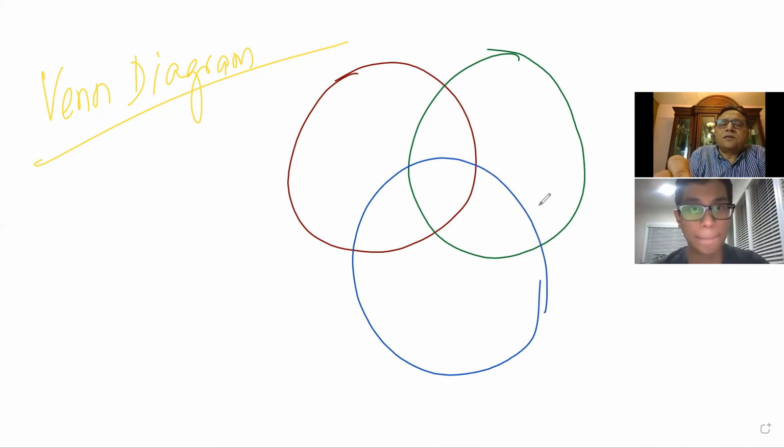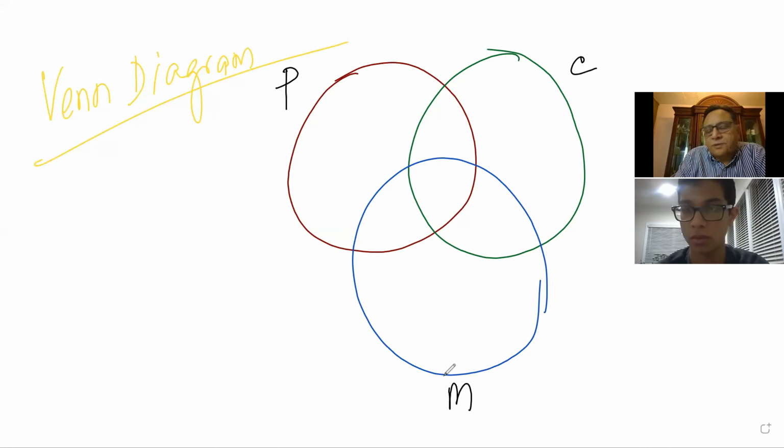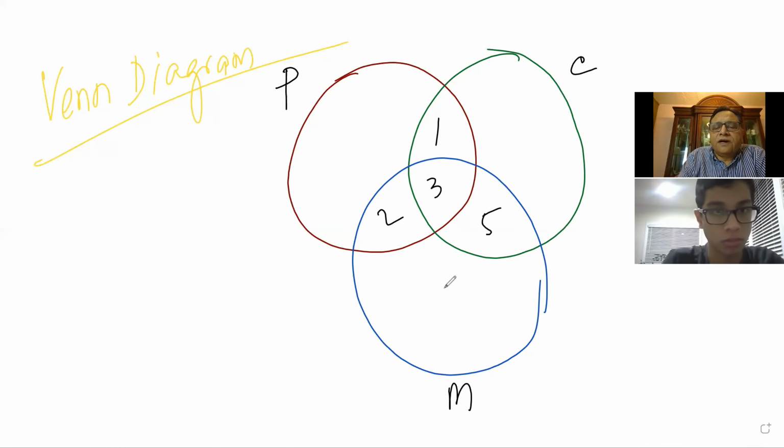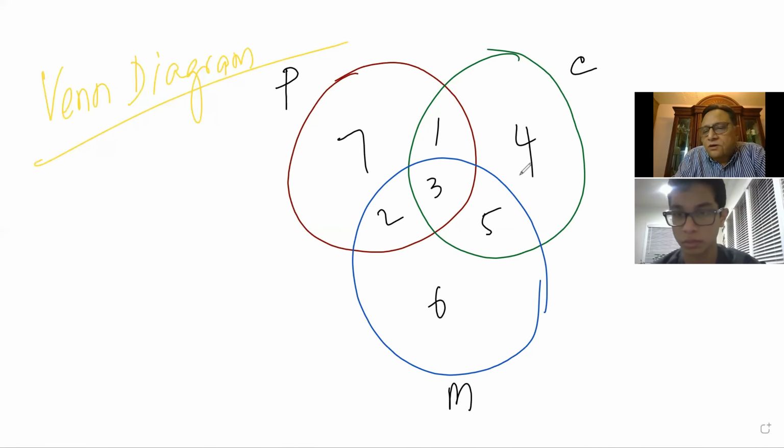Let us say there are some students in your school and they have taken 3 subjects. Let's say physics, chemistry, and maths. So now let's put some numbers here. Let's say we have 3 students here, 1 there, 2 here. Let's say 5 here, 6 here, 7 here, and let's say 4 here. So we just made a Venn diagram.